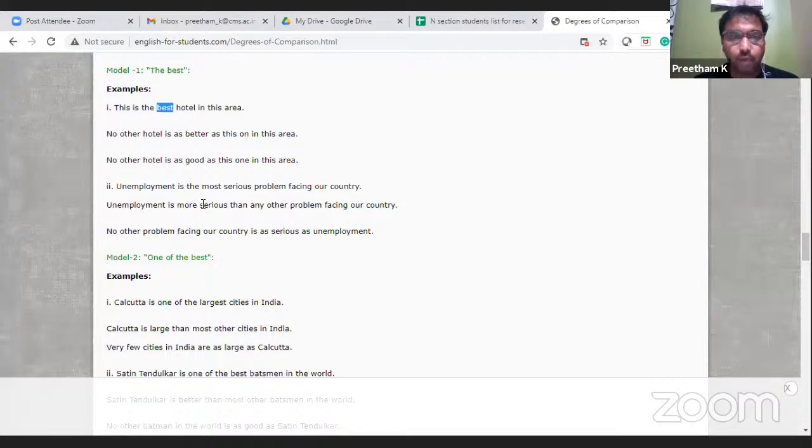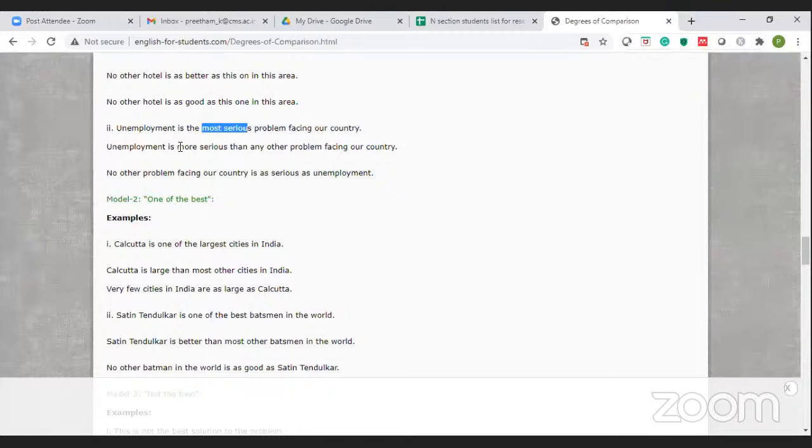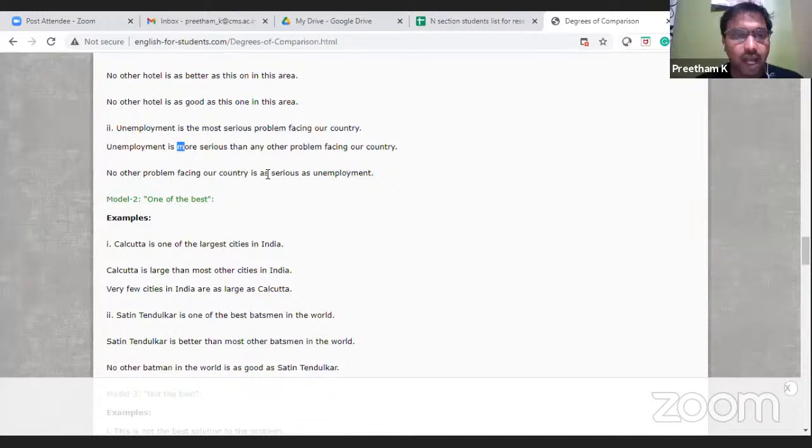Unemployment is the most serious problem facing our country. Unemployment is more serious than any other problem facing our country. No other problem facing our country is as serious as unemployment. The easiest way to identify whether it is a positive degree, comparative degree, or superlative degree, focus on the adjectives and the words that are used. Most means superlative, more means comparative, as plus adjective plus as sequence denotes that it is positive degree.